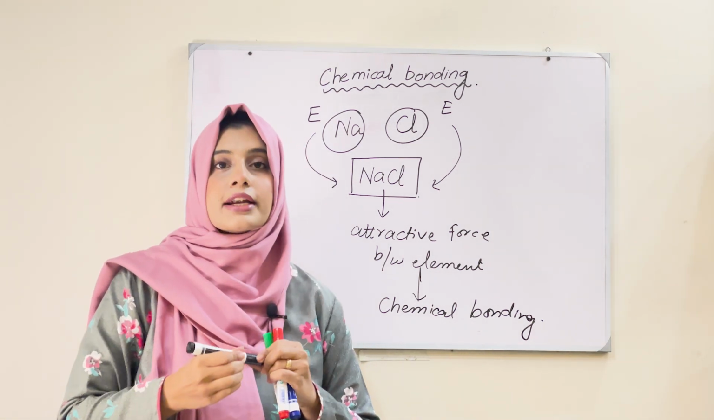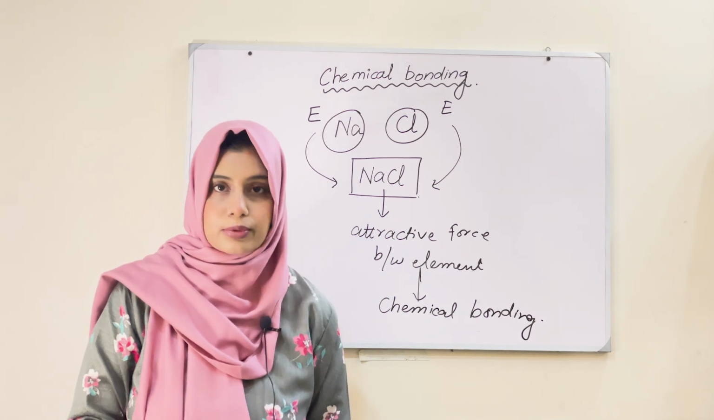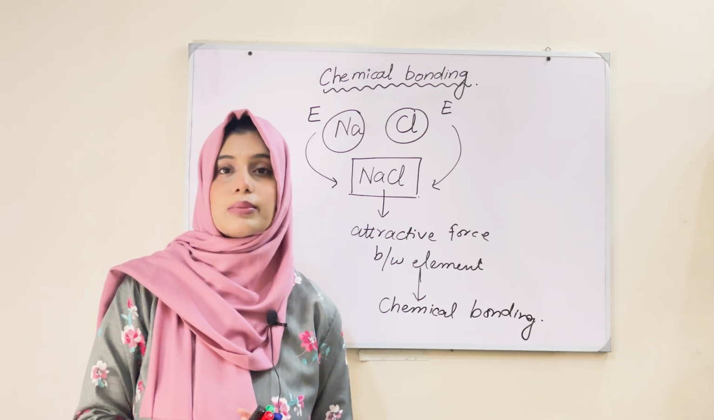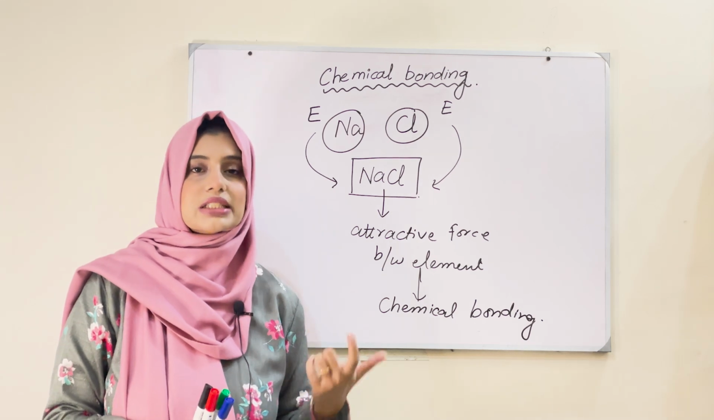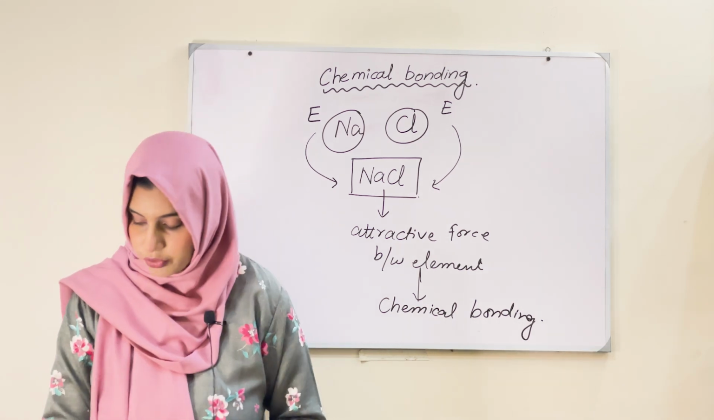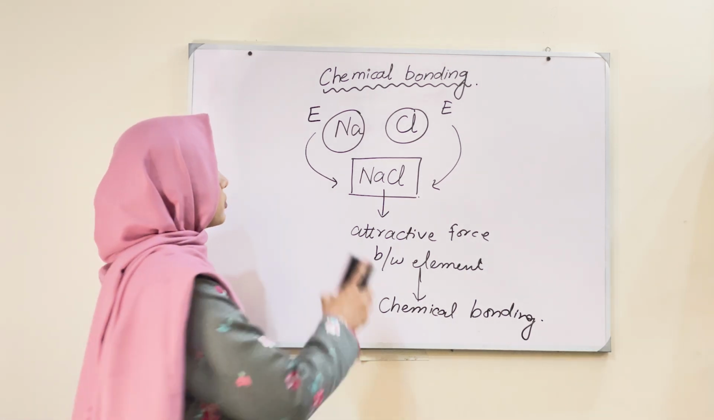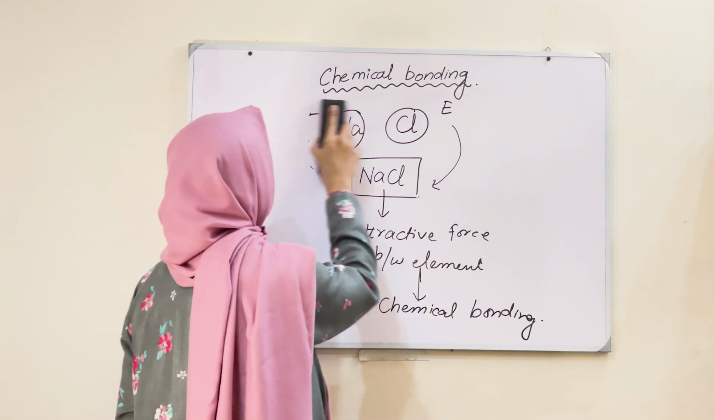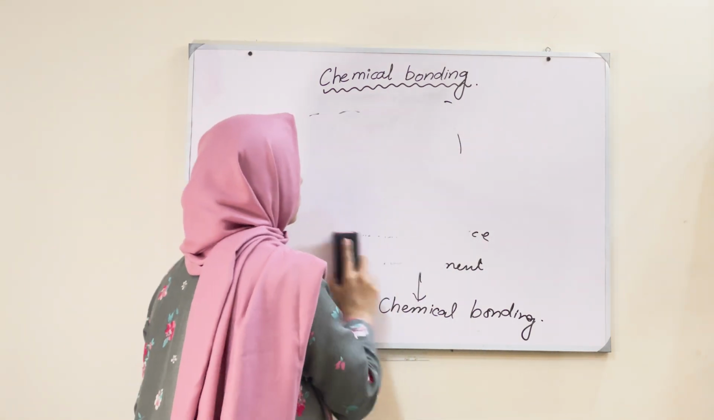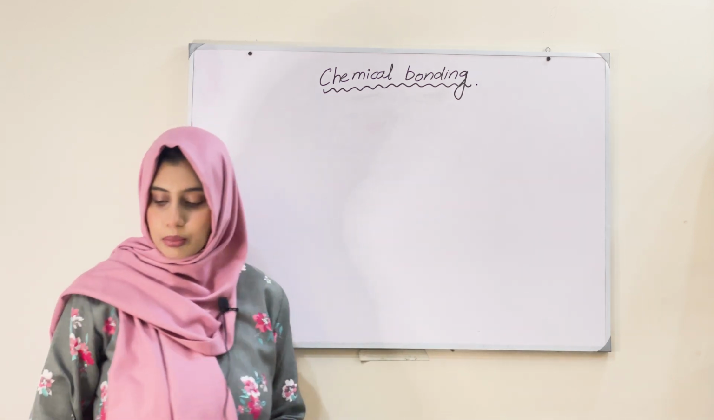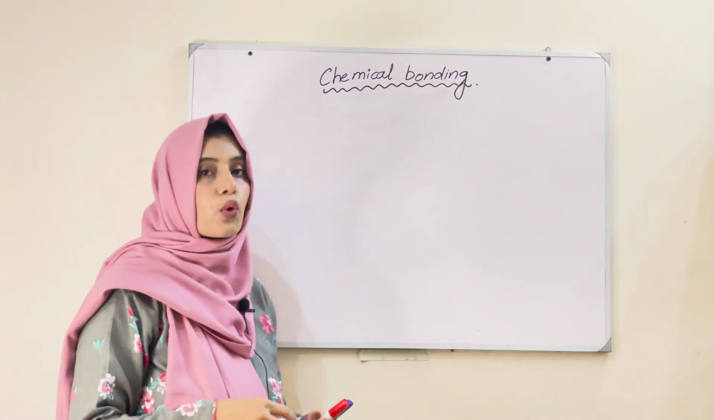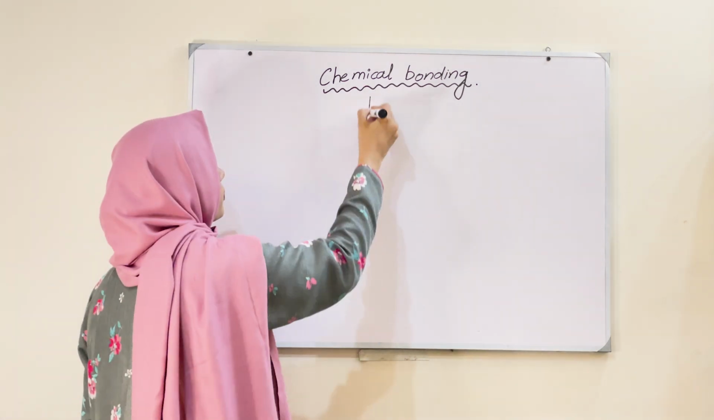Now, we are diving in to study the types of chemical bonds, that how many types do we have and what are the processes through which these compounds are formed. For example, okay, so if I talk about chemical bonding, we have 4 types of chemical bond.